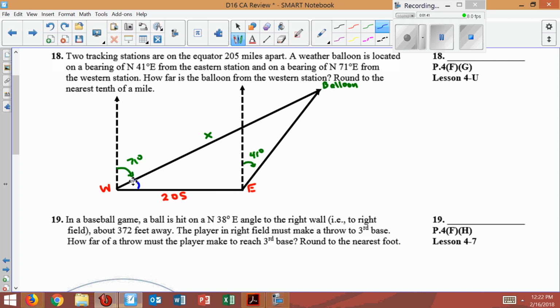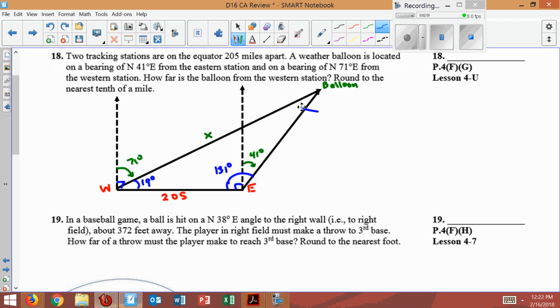This angle is easy to find because these two are complementary. So 90 minus 71 would give me 19 degrees. I got that angle. And here, that's a right angle, and this is 41. So I could determine that this whole thing would be 90 plus 41, which would be 131 degrees.